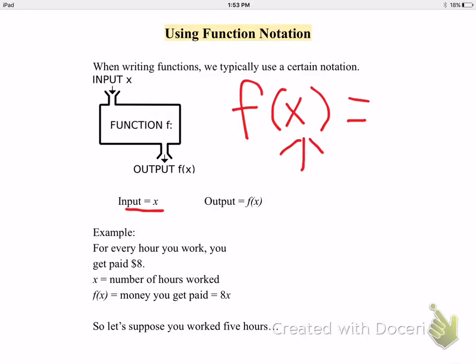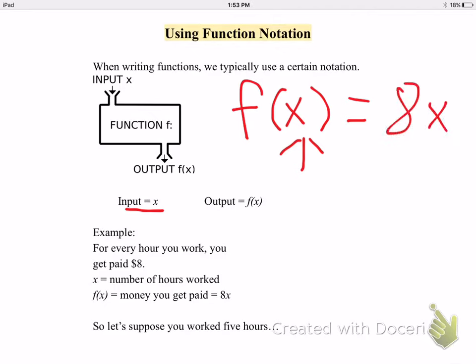So if we look at this example, for every hour you work, you get paid $8. So x is the input, the number of hours you worked. That's the independent variable. And the dependent variable, or the output, is going to be how much you get paid, which is going to be 8x.